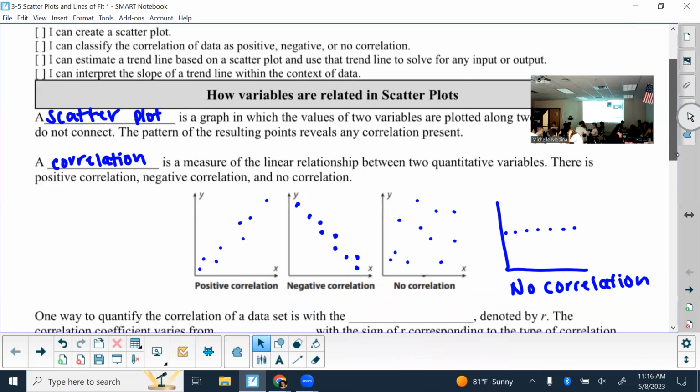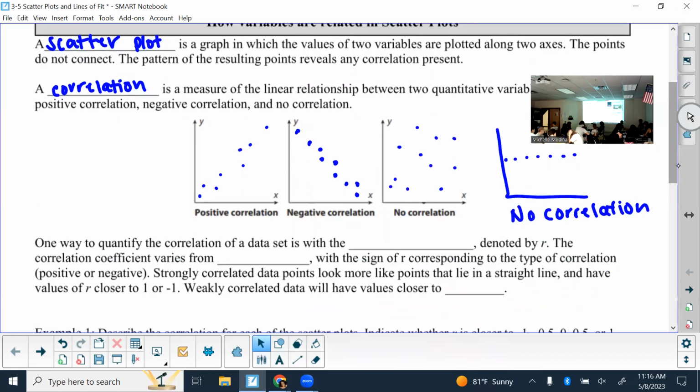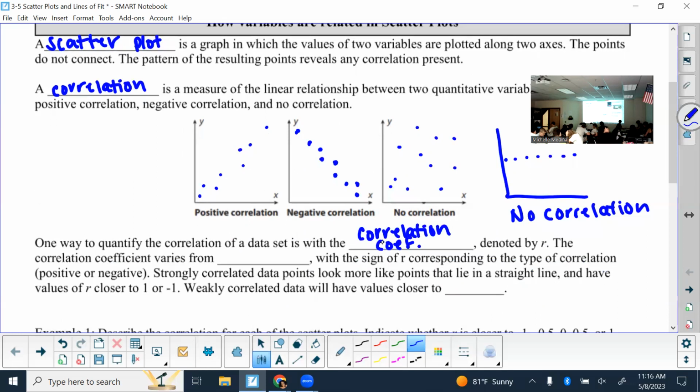All right, so then scrolling down, a little bit more vocab. One way to quantify, so to give a number to the correlation of a data set, is with the correlation coefficient, which is denoted by R. The correlation coefficient varies from -1 to +1, with the sign of the R corresponding to the type of correlation, positive or negative.